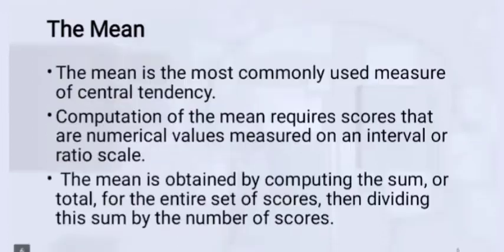So we have three measures of central tendency. We have the mean, median, and mode. These are the symbols for mean, median, and mode. When we say mean, it is the most commonly used measure of central tendency. Computation of the mean requires scores that are numerical values measured on an interval or ratio scale. The mean is obtained by computing the sum or total for the entire set of scores, then dividing this sum by the number of scores. Or in other words, this is the average of the scores.